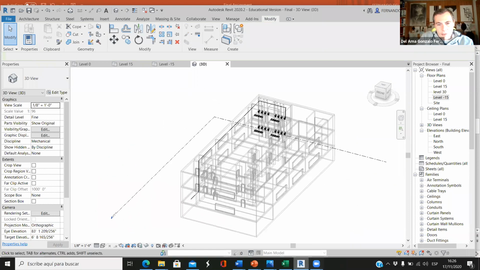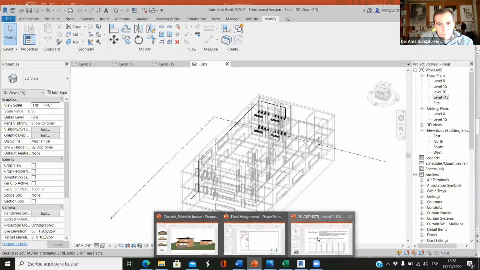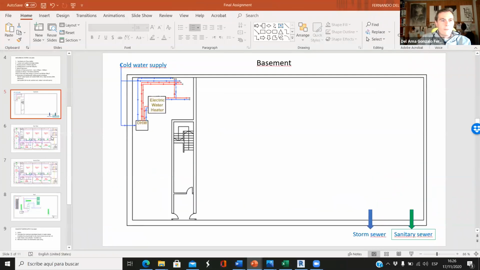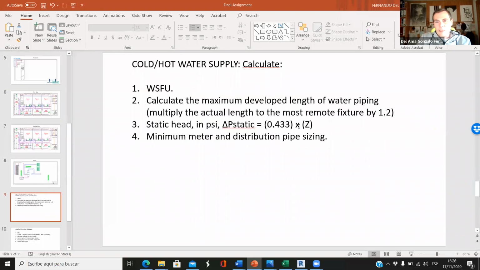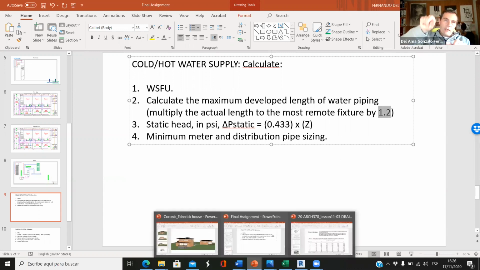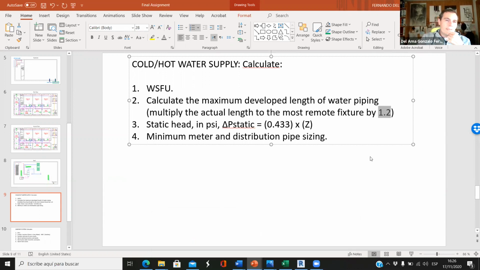And then you just have to type here the maximum developed length. It's the actual length taken from Revit times 1.2. Why times 1.2? Because we have all these fittings, the elbows, the T's. If we didn't have any T or any fitting, it would be the actual length, but since we have T's, elbows, and all that stuff, we have to multiply this by 1.2.